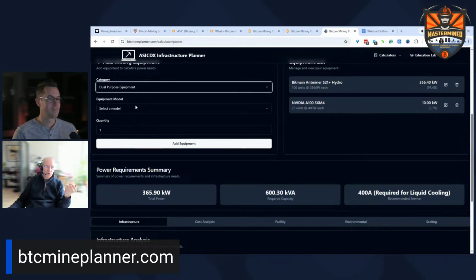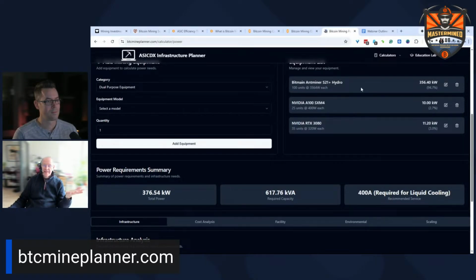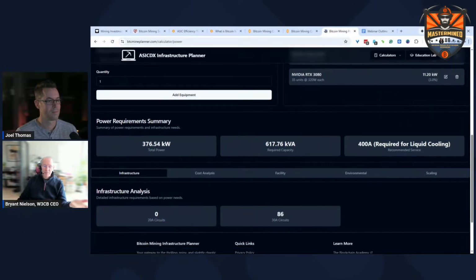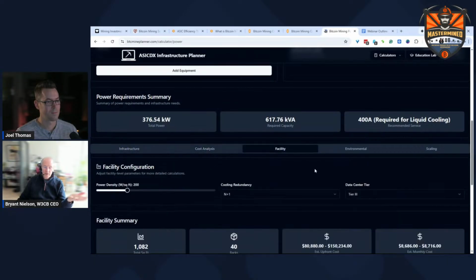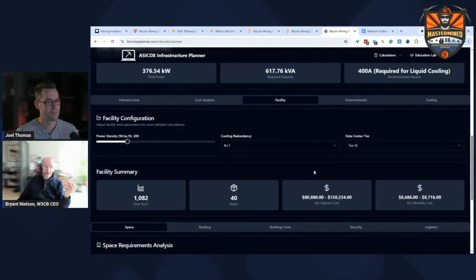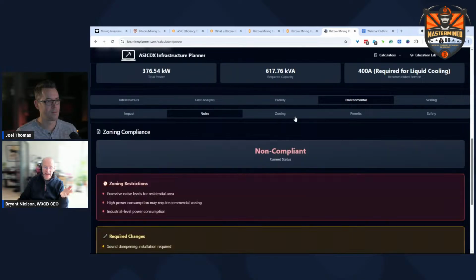I'm going to have some dual purpose equipment, let's say 35, just arbitrary. These are my equipment. This is how much power I need. So what is my infrastructure? How many circuits do I need? What is my cost analysis? What is my facility? What's the density that I'm going to be looking at? What are our estimated upfront costs? What is the potential power impact, as well as scaling? And again, all of these tabs have multiple tabs underneath them.